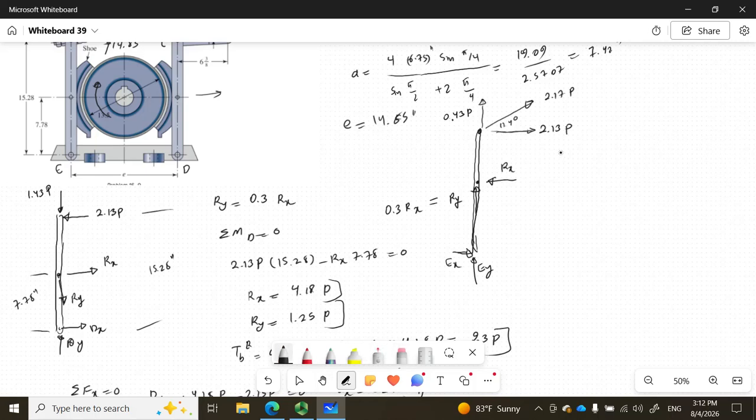First one, the most useful, summation of moments about point E must be 0. So 2.13 times, this one is clockwise, this entire arm length, which is 15.28. This is clockwise. And then we have Rx going counterclockwise. How much is that arm? 7.78. So this equals 0.